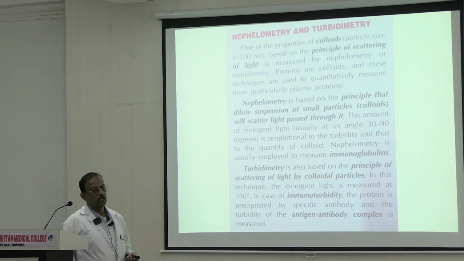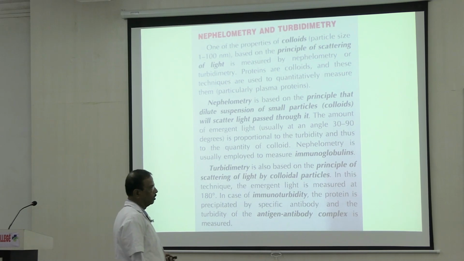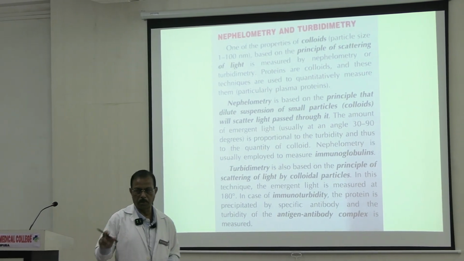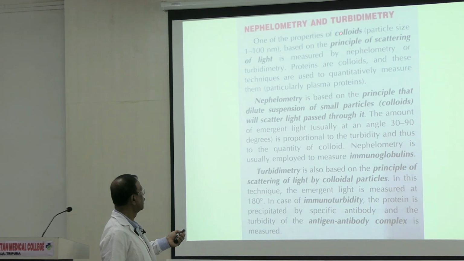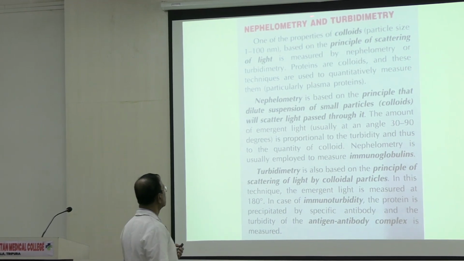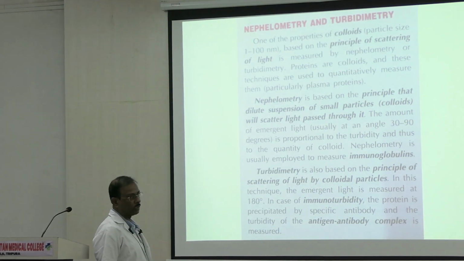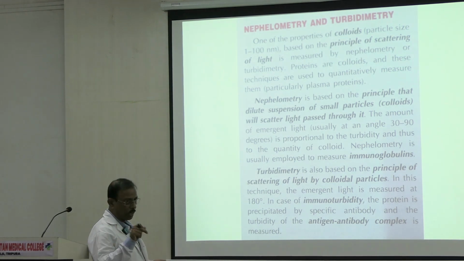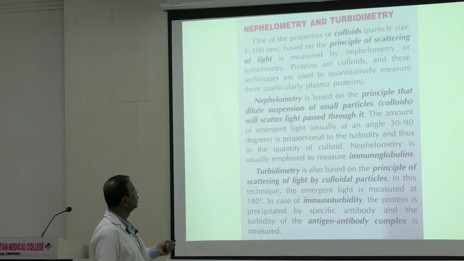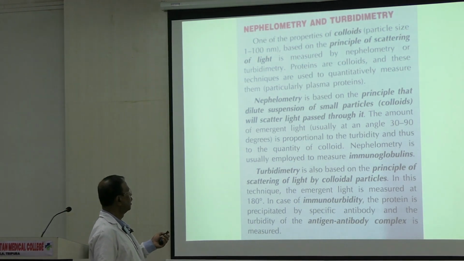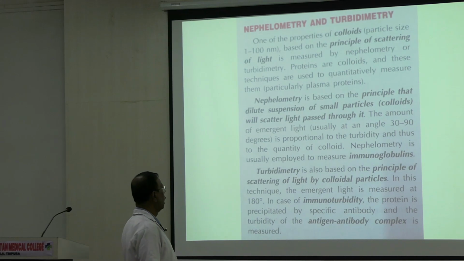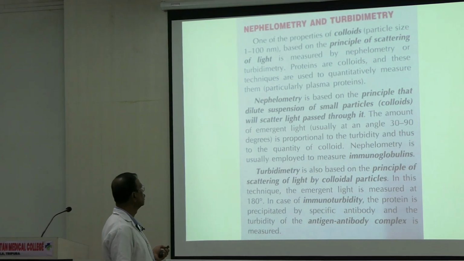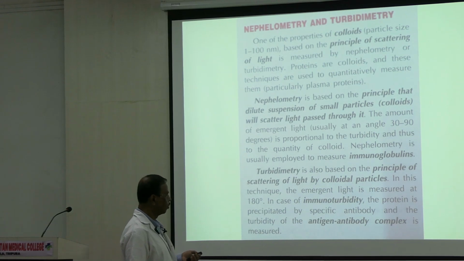Here, based on protein's properties, some test methods are there to detect protein. These are nephelometry and turbidometry. In nephelometry, when colloid particles are present in the solution and ultraviolet rays pass through, there is scattering of light, and the scattered light is proportional to the concentration of the colloid present in the solution, at an angle of 30 to 90 degrees. This principle is used for nephelometry of immunoglobulins.